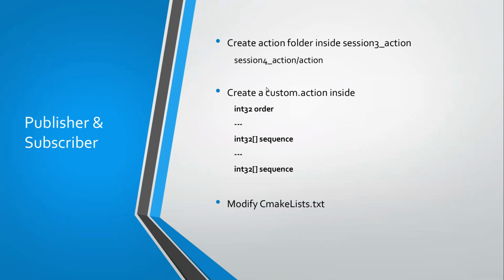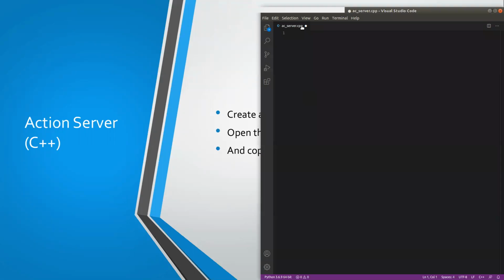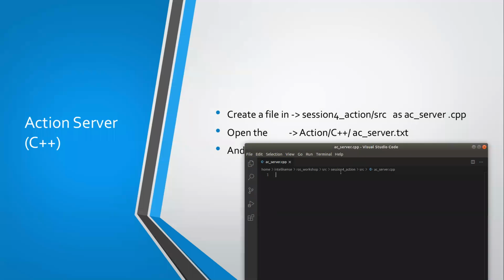Now this is the custom action file. We did this. We modified CMake, and now we are here. Create a file in the session for action SRC. We created it just now. The session for action SRC is there. AC server, I named it.